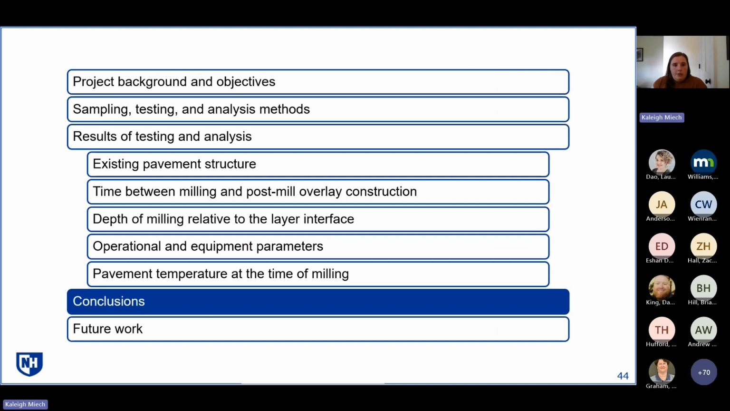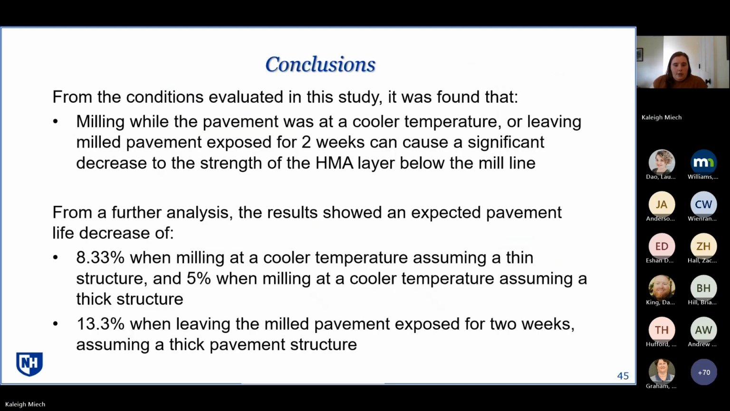Now moving on to conclusions. So from the conditions evaluated in this study, it was found that milling while the pavement was at a cooler temperature or leaving a milled pavement exposed for 2 weeks can cause a significant decrease to the strength of the asphalt layer directly below the mill line. From a further analysis, the results showed an expected pavement life decrease of 8.3% when milling at a cooler temperature, assuming a thin structure, and 5% when milling at a cooler temperature, assuming the thicker structure.